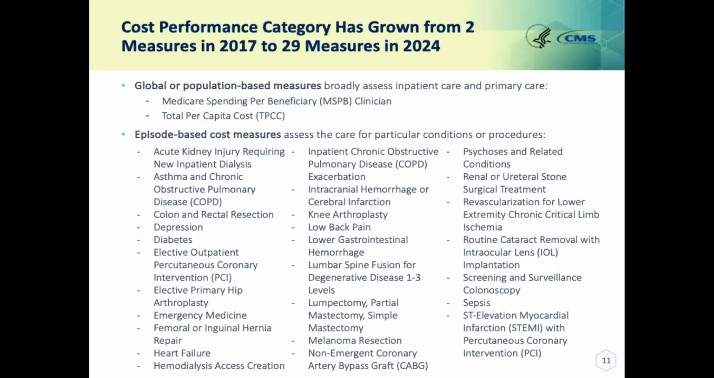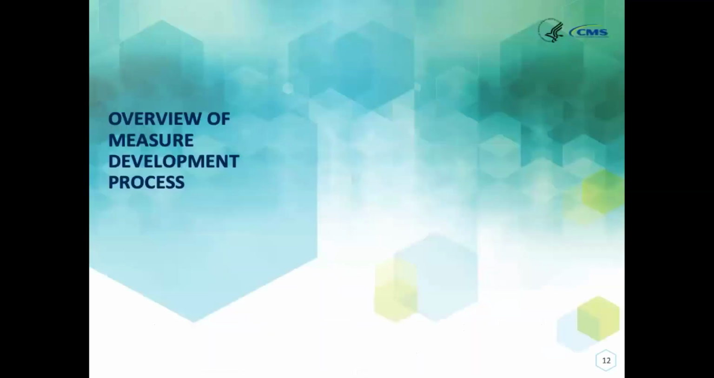And so the MIPS cost performance category started with only 2 cost measures in the first year for MIPS. Since then, we have gradually added measures, including 27 episode-based cost measures, and we've completed comprehensive reevaluation for the 2 population-based measures. There are now 29 cost measures for 2024. Next slide, please. And with that, I will now turn the presentation over to Liz Peters from Acumen, who are the measure development contractor.